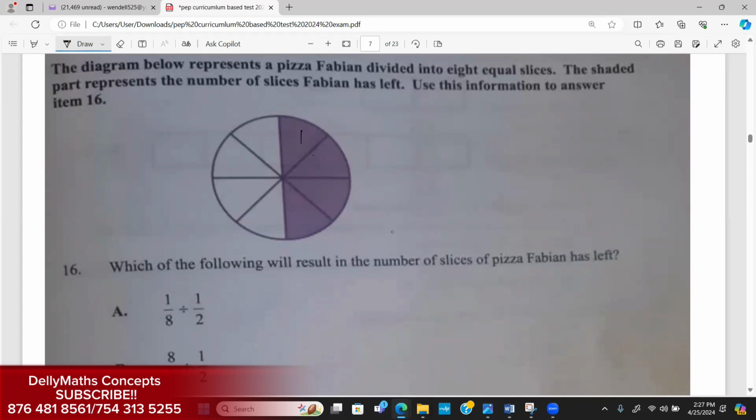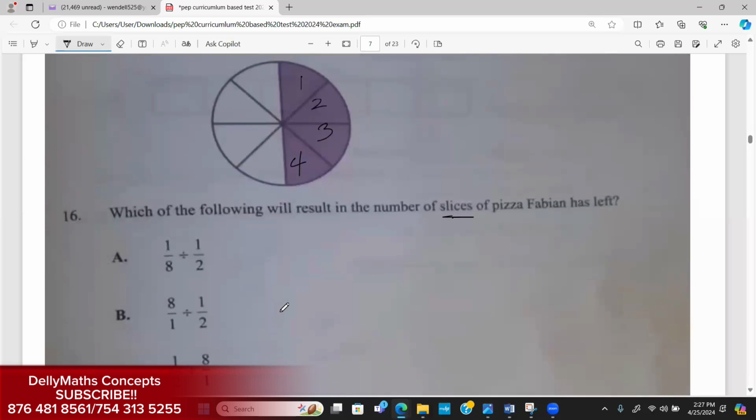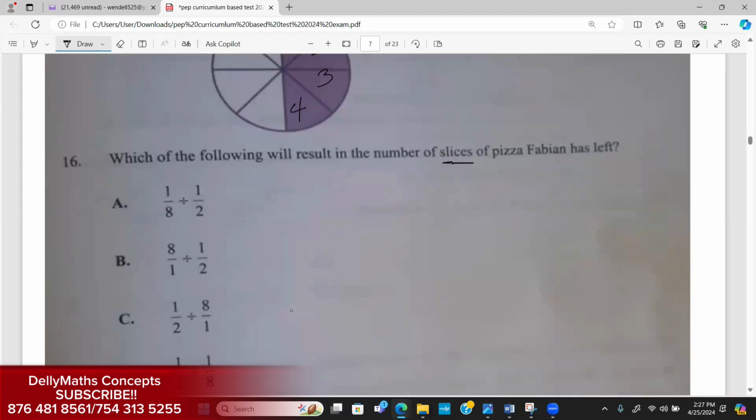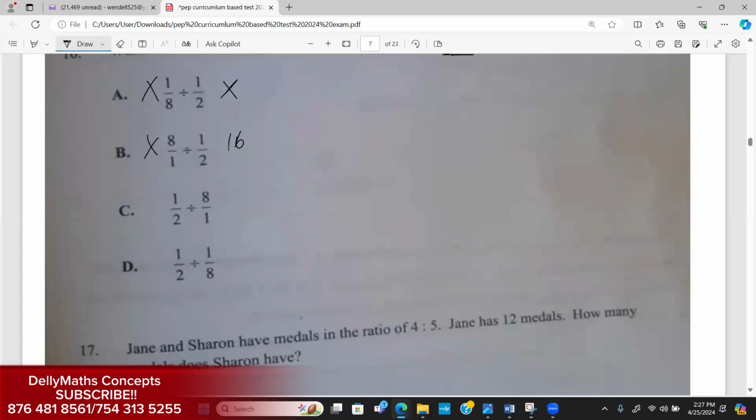So how many slices does Fabian have left? Let's count them. 1, 2, 3, 4. So in other words, which of these results could give me 4? This cannot give me 4. This will not give me 4. This will give me 1 over 4, so this is not it. This is going to give me 16. This is not it. I'm looking for 4. All I'm looking for is 4. This is going to give me 1 over 16.